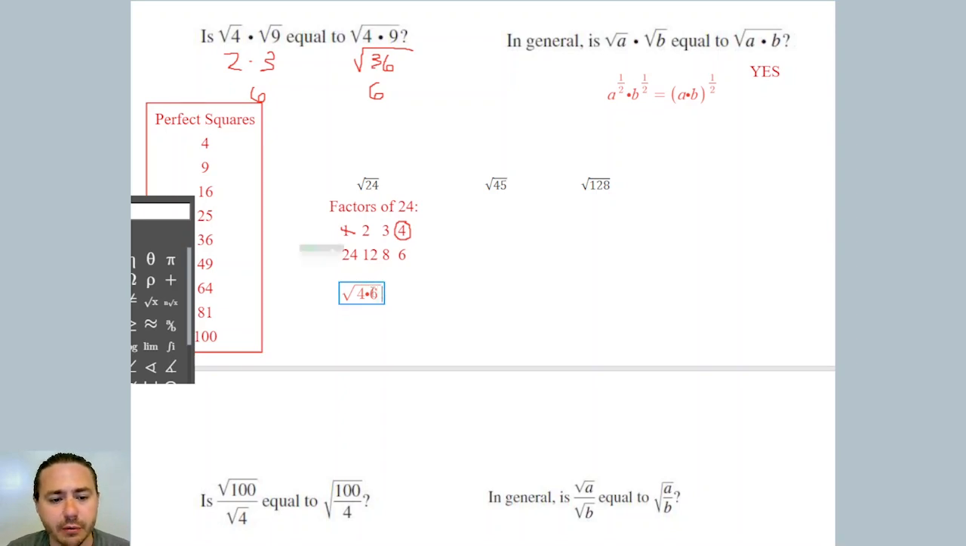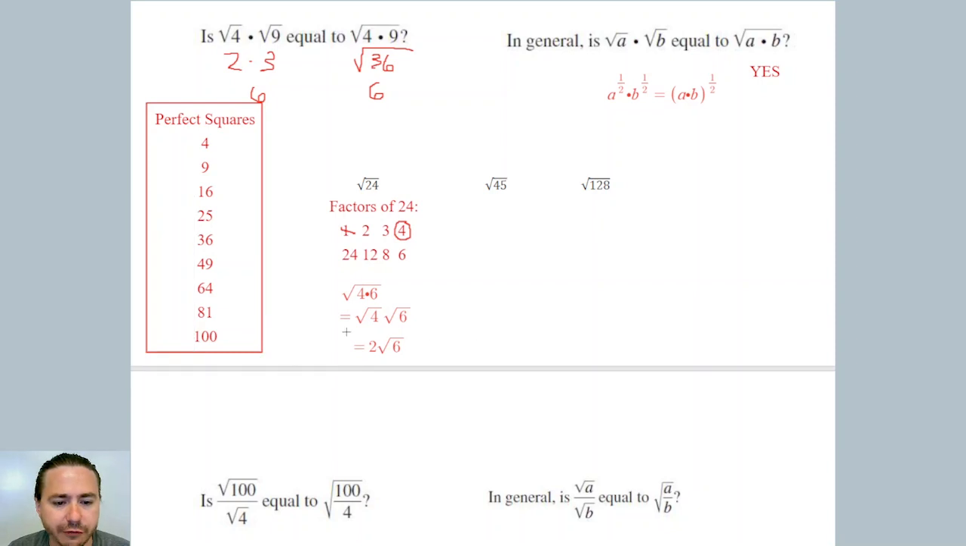So that I can split this up, right? So I have the square root of 4 times 6, which is equal to the square root of 4 times the square root of 6. And from here, I can simplify the square root of 4 because I know the square root of 4 is 2. So I'm going to rewrite this as 2 root 6. And this is how we simplify these. That's it. Now our radical is simplified, and I can't simplify this any further.